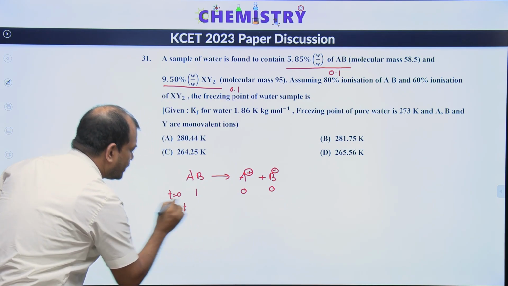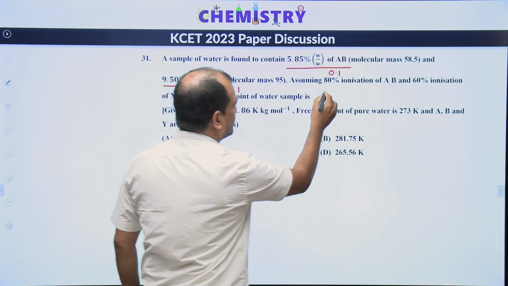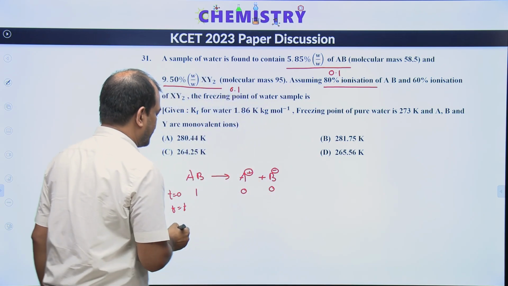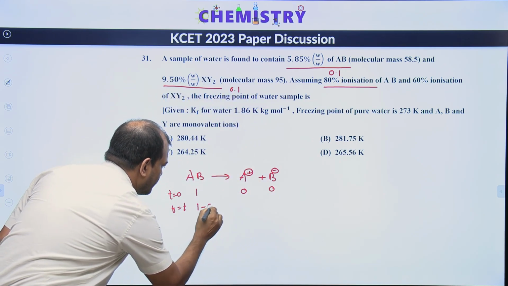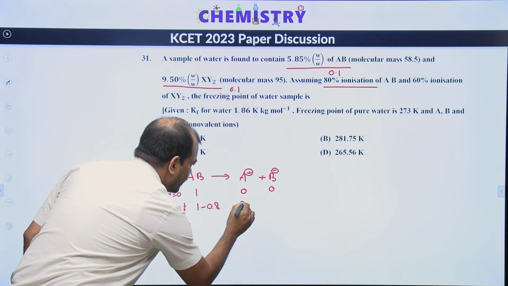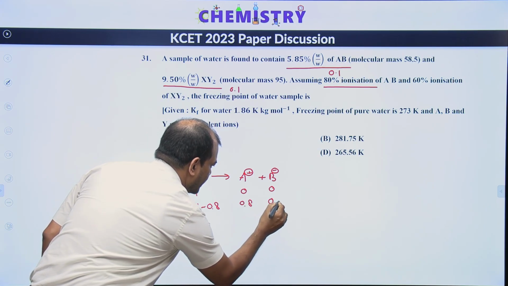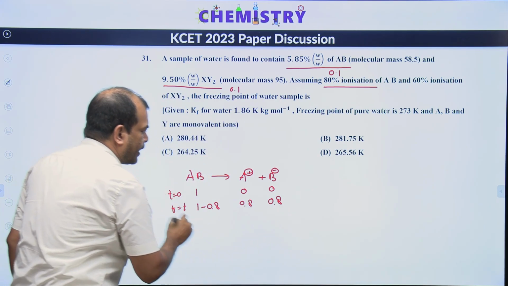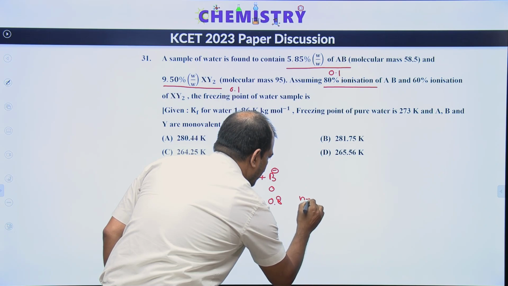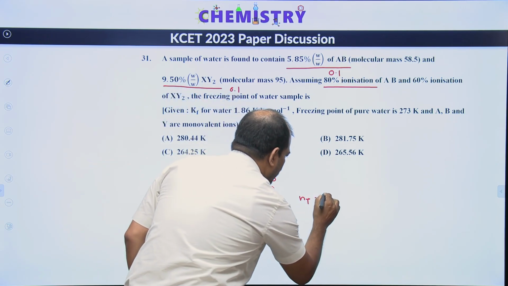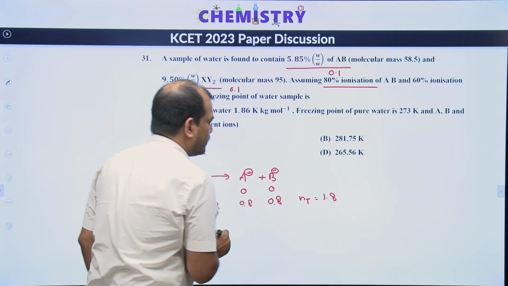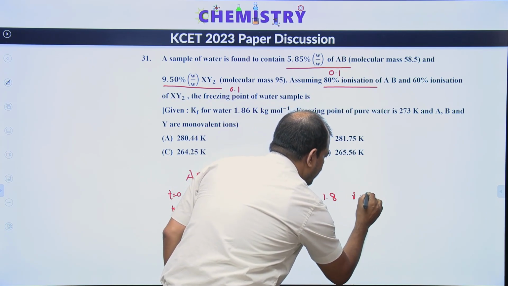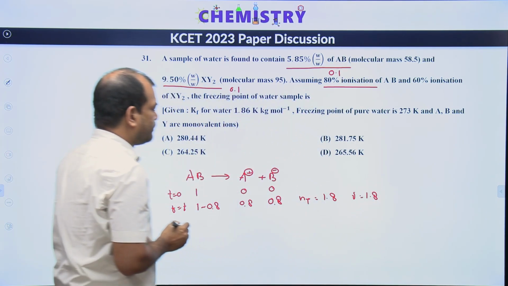At time t, the question mentions that 80% ionization has happened. Therefore it will be 1 minus 0.8, that is 0.2, then 0.8, and 0.8. Therefore I can find that the total number of moles is 1.8. The Van 't Hoff factor i is 1.8.